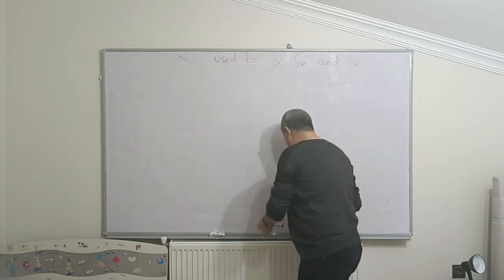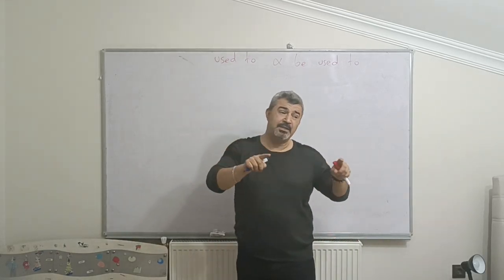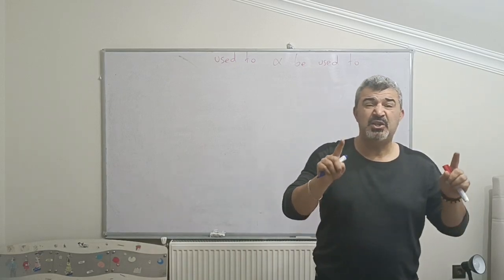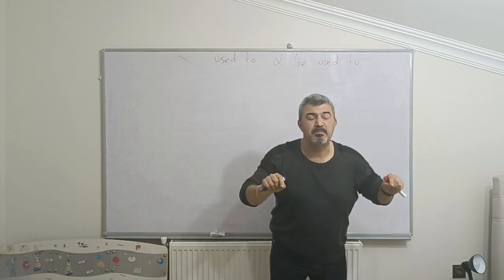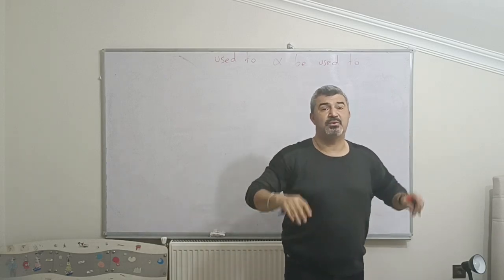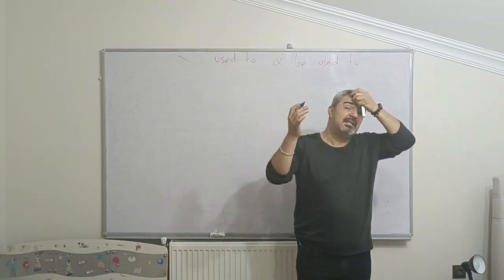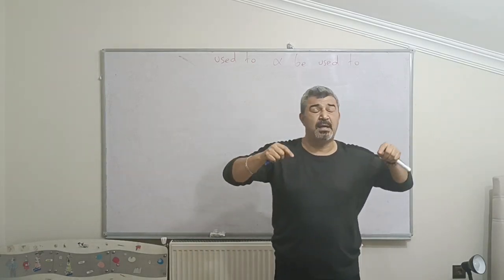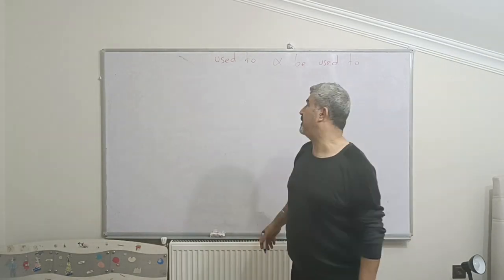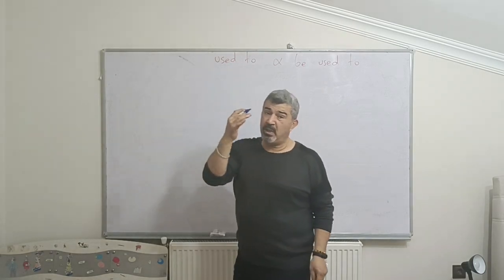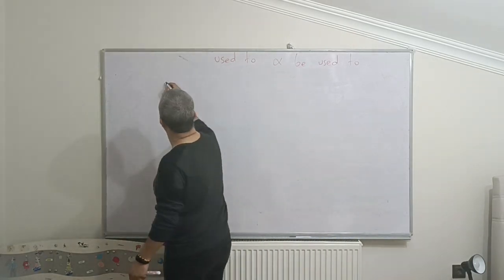Let me start with used to. I want you to know that used to is always simple past tense. We use used to with past tense because it is about the past. It is not about present. It is not about future, but about past. And I want to write the structure of it, and later we will talk about used to.